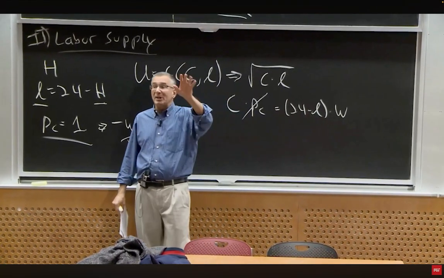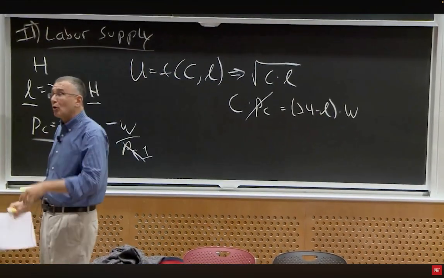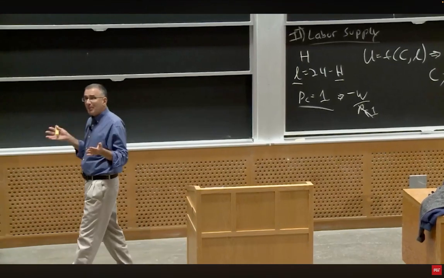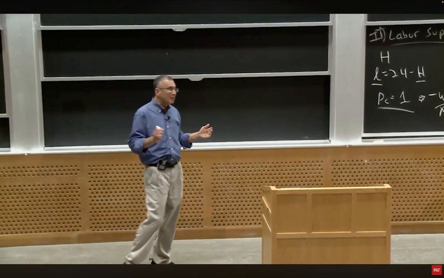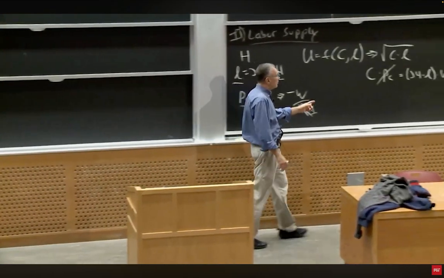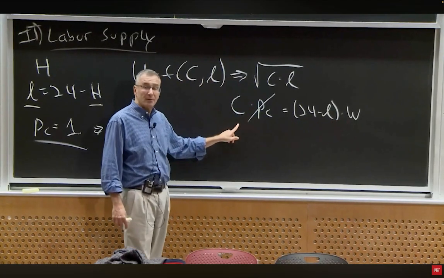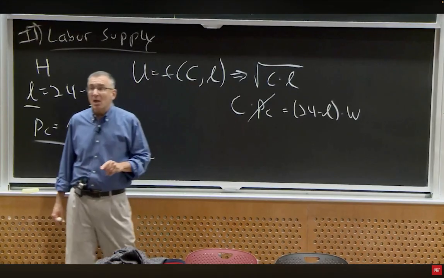Remember, we're still assuming no savings. We said that early on. In this world, we're assuming people don't save. So every period, you're going to spend what you make. This is what you make, 24 minus L times W. This is what you spend. Okay? So that's your budget constraint.